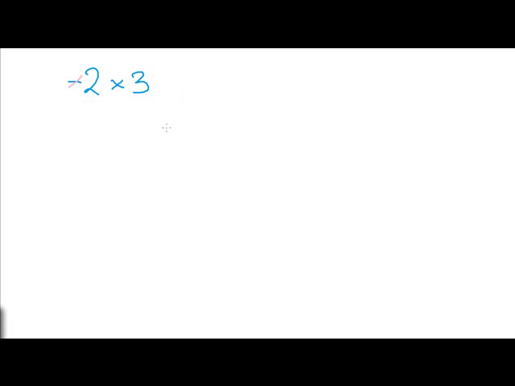So what is 2 times 3? Well, 2 times 3 means 2 plus 2 plus 2, or 3 plus 3, because multiplication is basically addition repeated over and over again. So 2 plus 2 is 4, 4 plus 2 is 6. 3 plus 3 is 6. So this would be negative 6, since there is a negative sign. You just need to add that at the end.